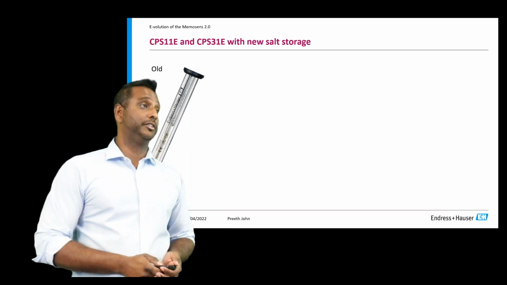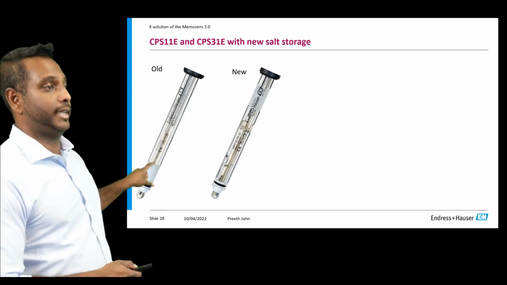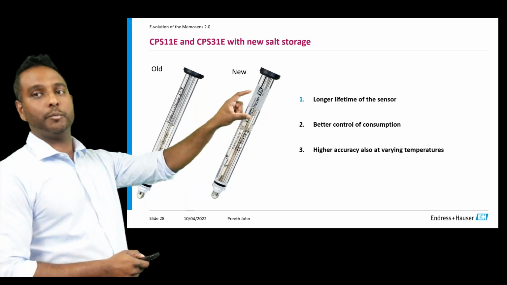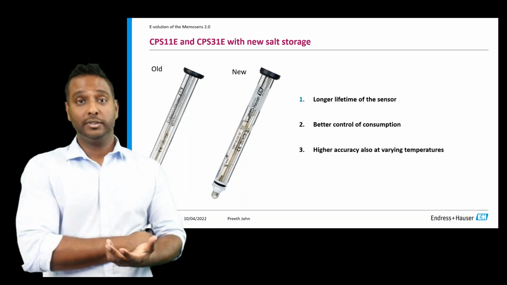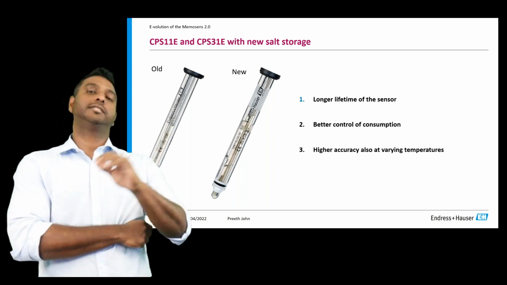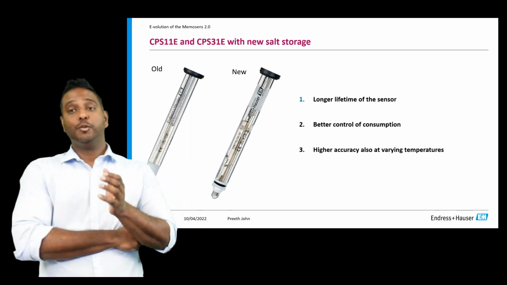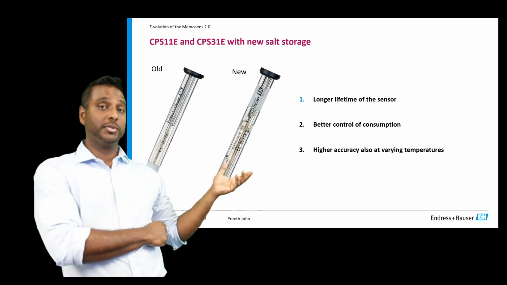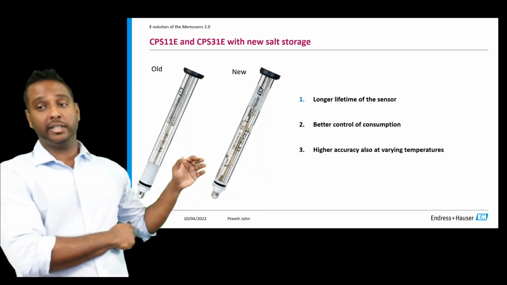Unfortunately, I do not have a demonstration unit here to show you, but as you can see, here's the old and here's the new. The old has the salt storage down the bottom here, with the new one, the salt storage is maintained up at the top. So what does that mean? The improved location means that it's actually got a slower dissolvent, and we use a 3 molar KCl at the reference lead, remains stable for a lot longer. Constant electrochemical potential means that it's also got less drift. Better control of consumption, clearly visible when the KCl storage is consumed, and higher accuracy also at varying temperatures. So that also helps because the inner lead and reference leads are closer together.